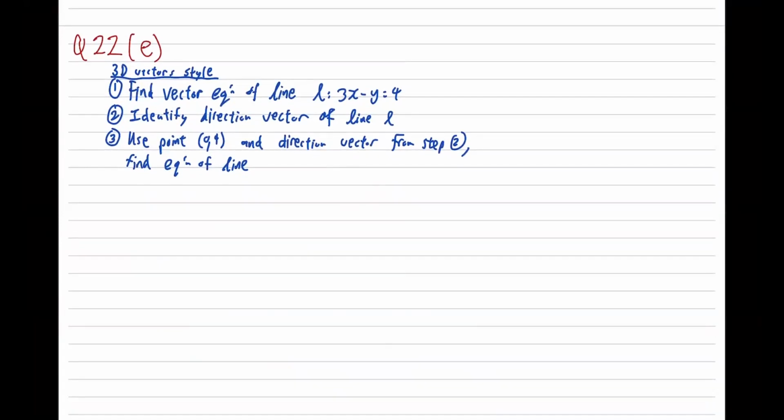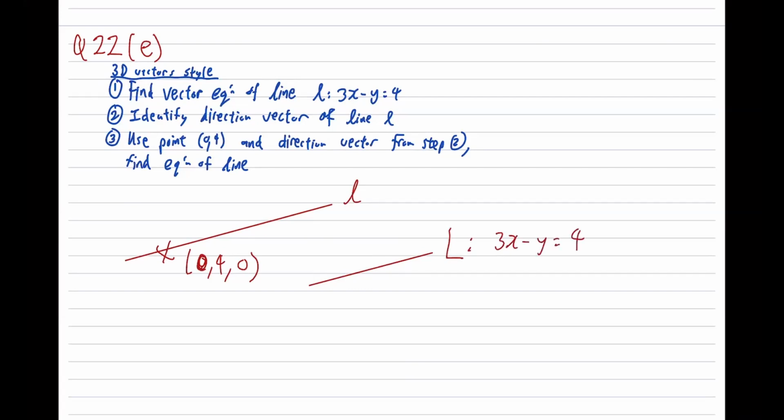Question 22 part E. You got a line. It's passing through the point 0, 4. I'll just put in an extra 0 for the z component. Treat this as if it's a 3D vector question. And it's parallel to the line 3x minus y equal to 4. So this is the line we're trying to find. But then there is a given line L, capital L, 3x minus y equal to 4 that is parallel. This is to be found. This is our goal.